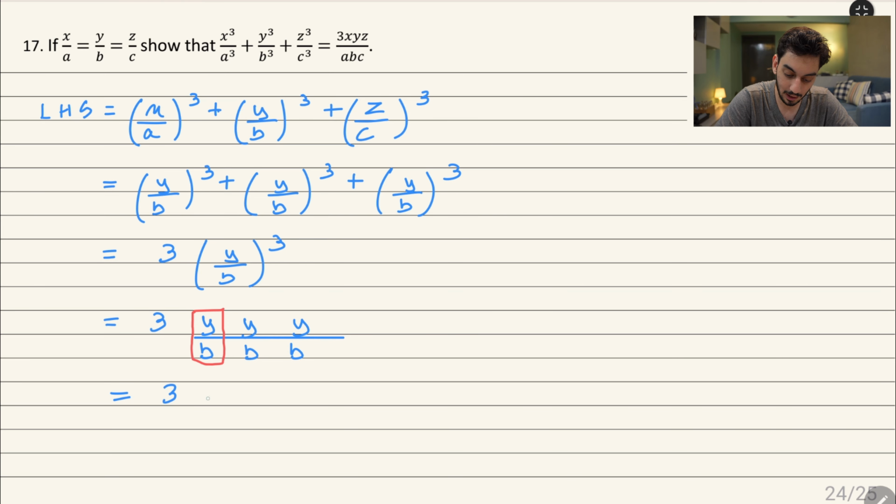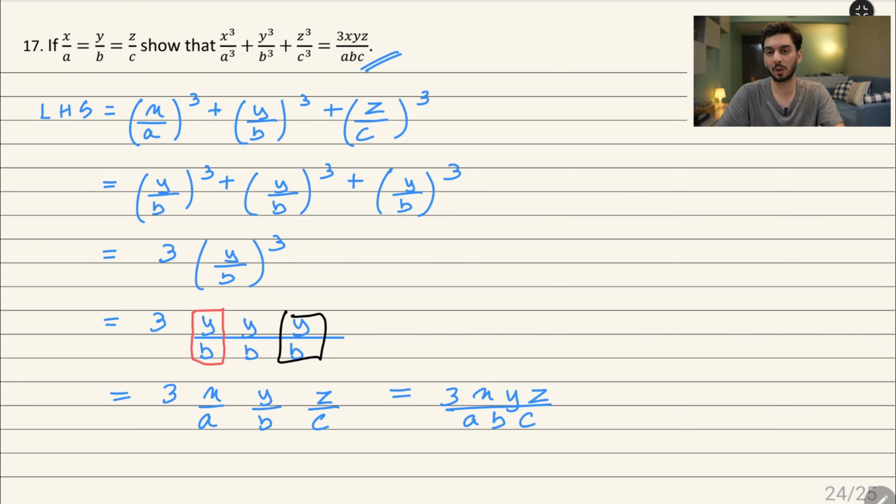So this becomes 3 and then x upon a. The second y upon b just stays as it is, and the third y upon b can be written as z upon c because y upon b itself is equal to z upon c. So this can become z upon c, and my final answer is 3 x y z upon a b c, and that is what is asked in the question.